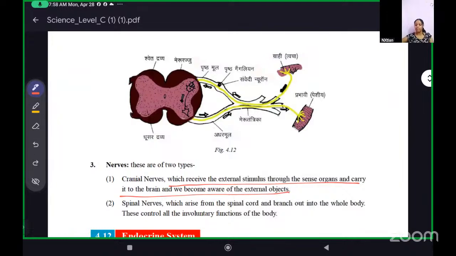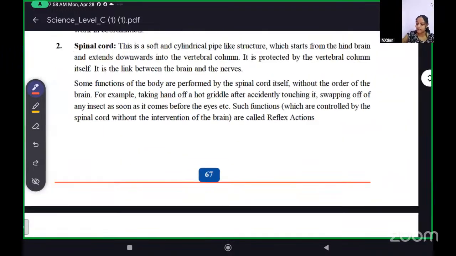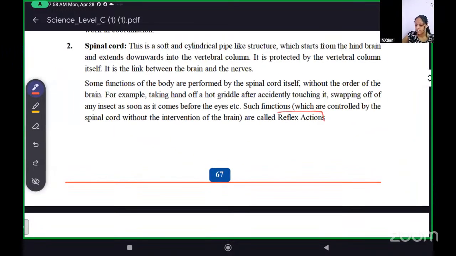Then there are spinal nerves, which arise from the spinal cord and branch out into the whole body. They control the involuntary functions of the body, such as all the reflex actions and all. Things that we seem to do involuntarily. Reflex action, you have to study in more detail separately.